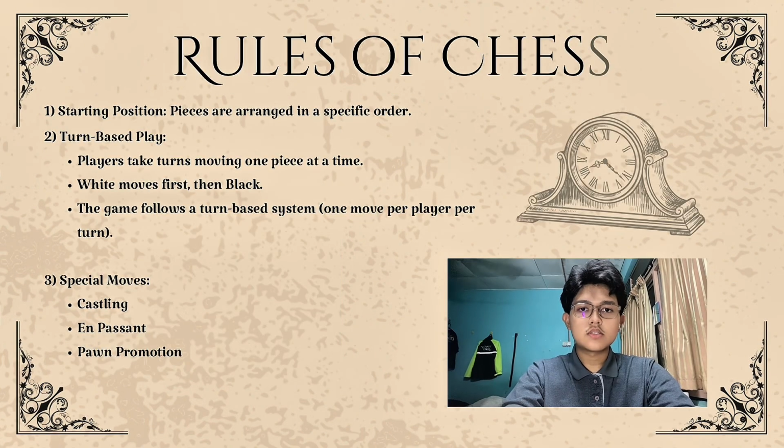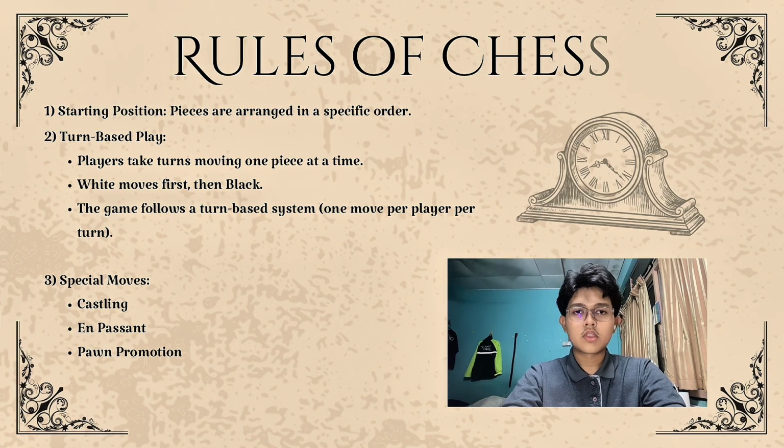For the rules of chess, first, the starting position. Pieces are arranged in a specific order. Second is turn-based play, in which players take turns moving one piece at a time. And of course, white moves first and then black. The game follows a turn-based system, which is 1 move per player per turn. Third, special moves, castling and pawn promotion.